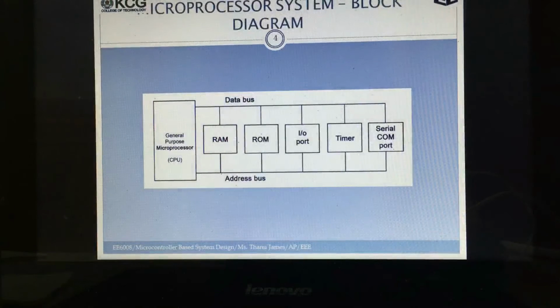Now moving into the block diagram of a microprocessor, we have the microprocessor which is nothing but the CPU, and it is add-on with the features of RAM, ROM, input outputs, timers and serial COM ports, etc. Your CPU or the microprocessor cannot work alone. It needs all these peripherals attached to it to perform a task.